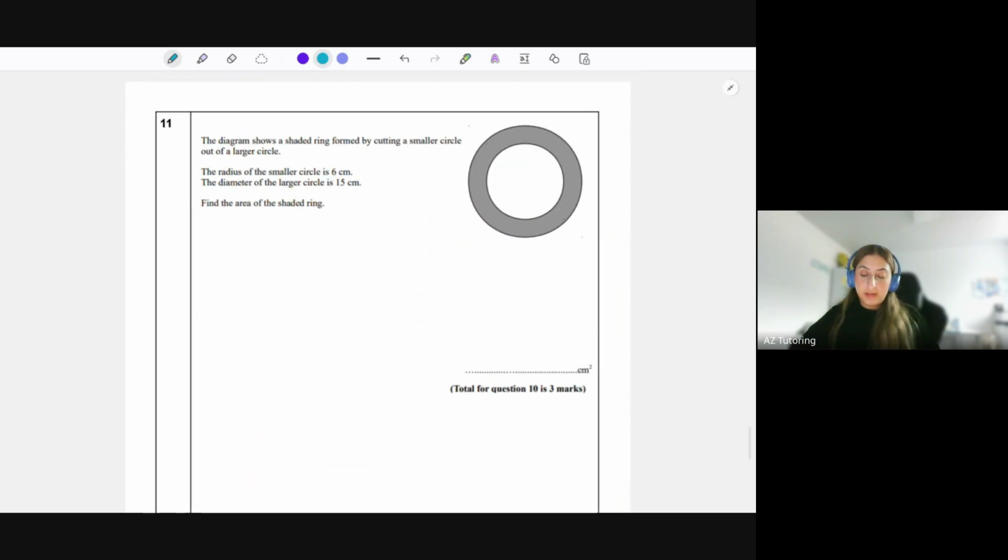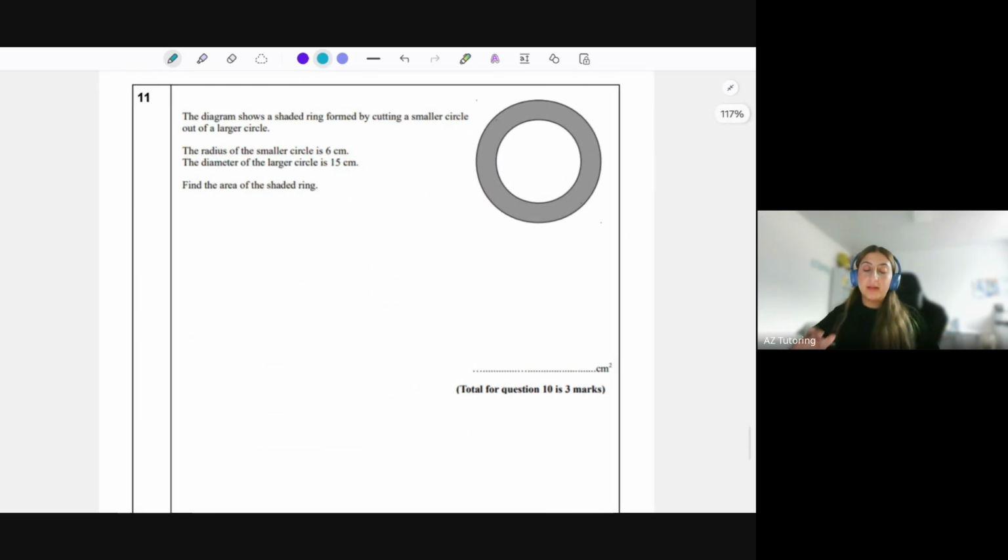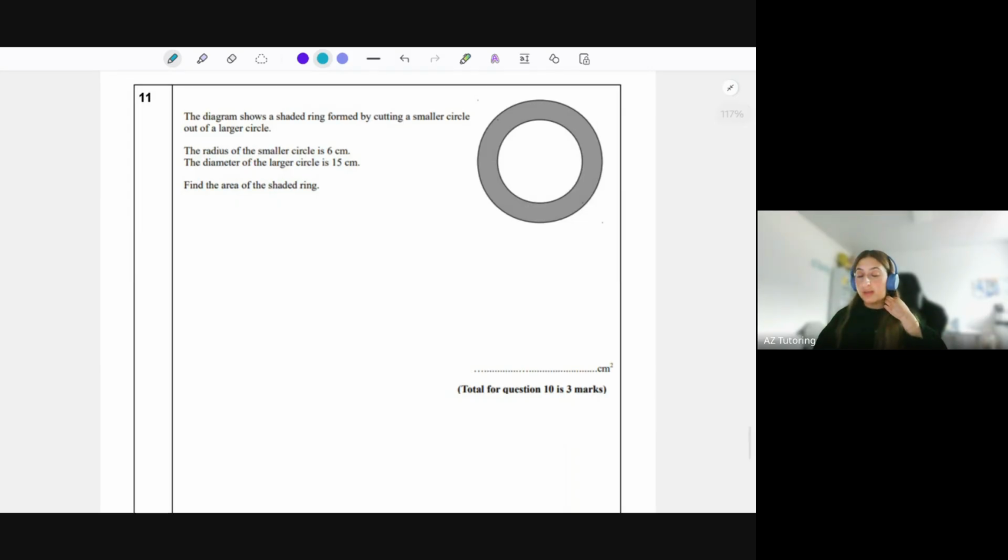So last question now. This is to do with area of a circle. The diagram shows a shaded ring formed by cutting a smaller circle out of a larger circle. So I don't know if you can see, this is my larger circle here, and this is my smaller circle. And you can see the shaded bit. So the shaded area is formed by cutting a smaller circle out of a bigger circle.